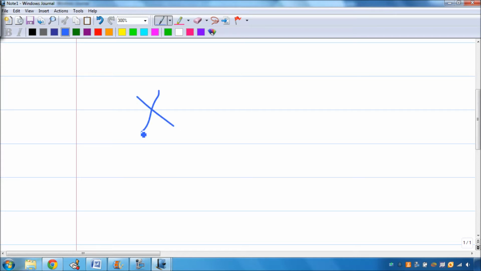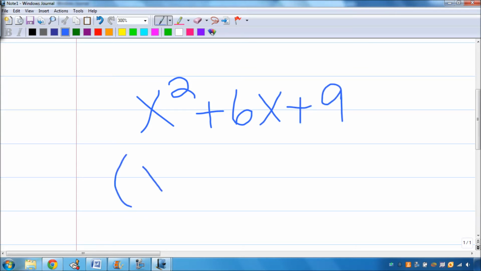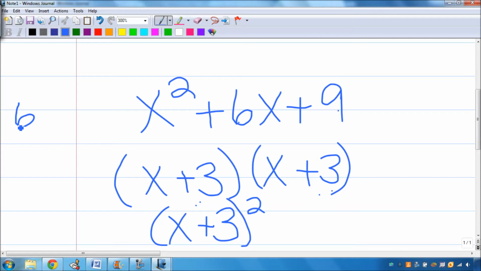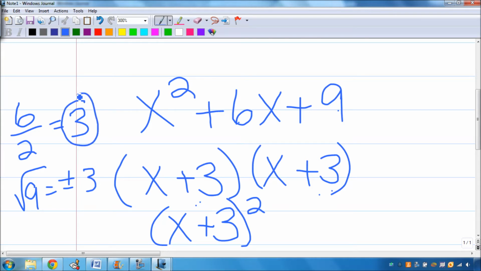So if I gave you a problem like this, x squared plus 6x plus 9, and I asked you to factor it, you should figure out that it would be x plus 3 times x plus 3, or just simply x plus 3 squared, because 3 times 3 is 9 and 3 plus 3 is 6. Also because 6 divided by 2 is 3, and the square root of 9 is plus or minus 3, so I would use the positive version because this is a positive number right here.